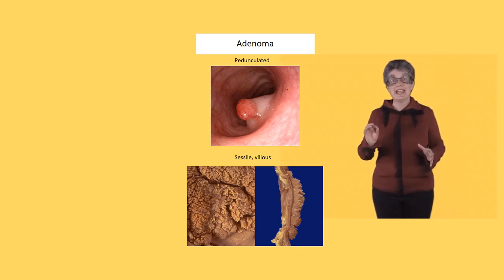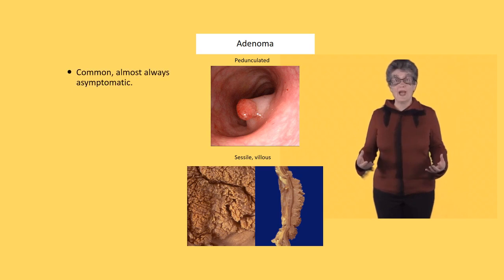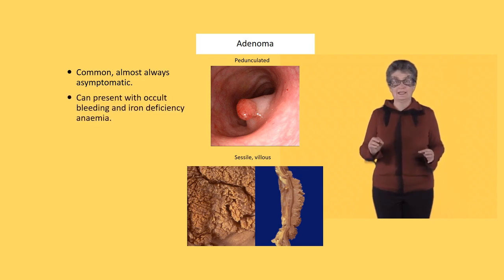Adenomas have the potential to accumulate mutations and become carcinomas. They again are really common and they're almost always asymptomatic. They can present with occult bleeding and iron deficiency and anemia, but these days we like to detect them in the GI screening program for colonic cancer.